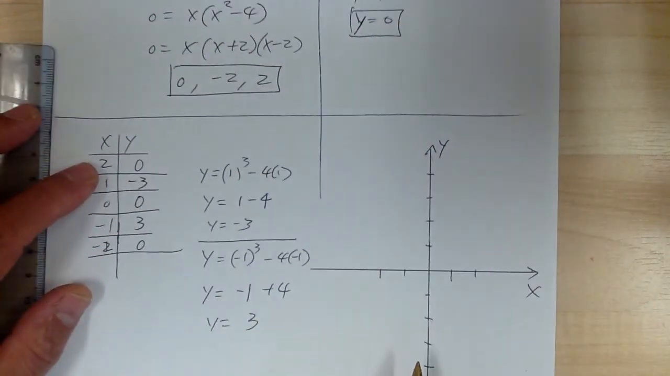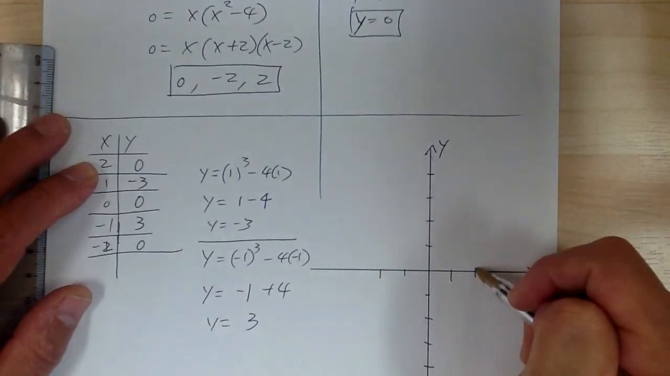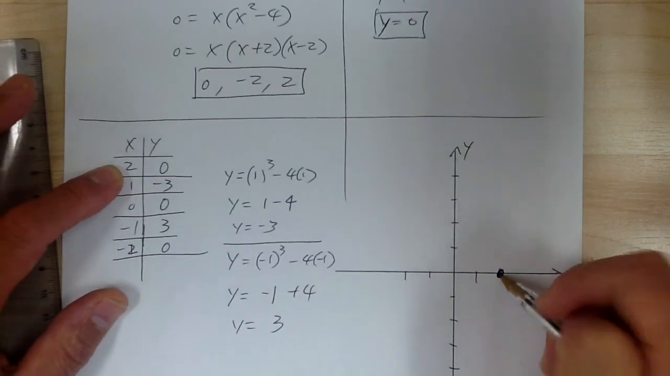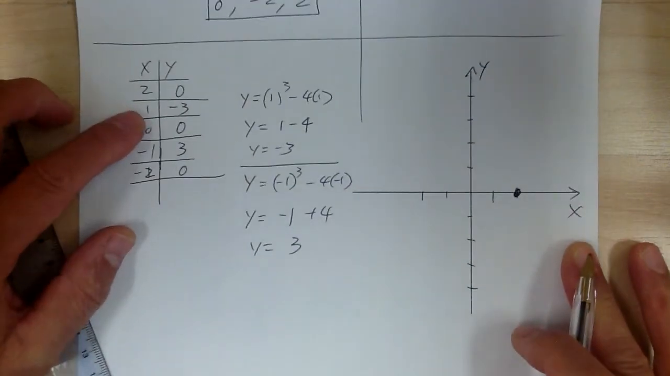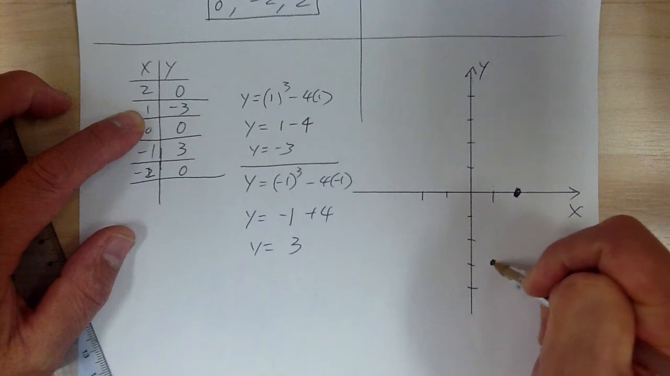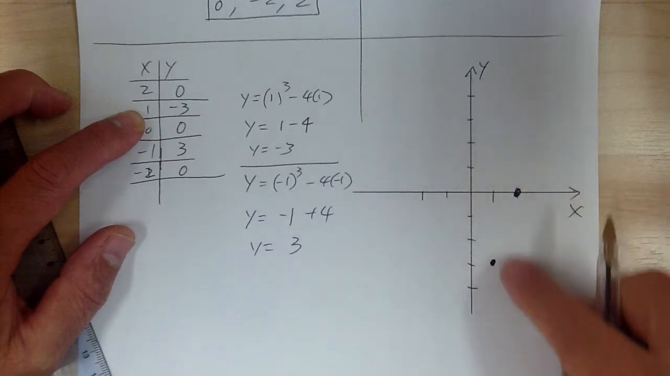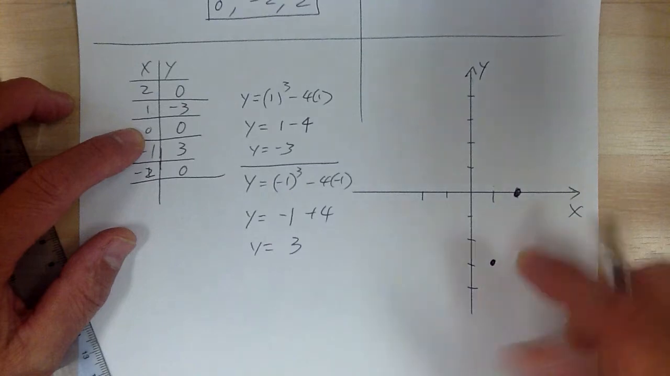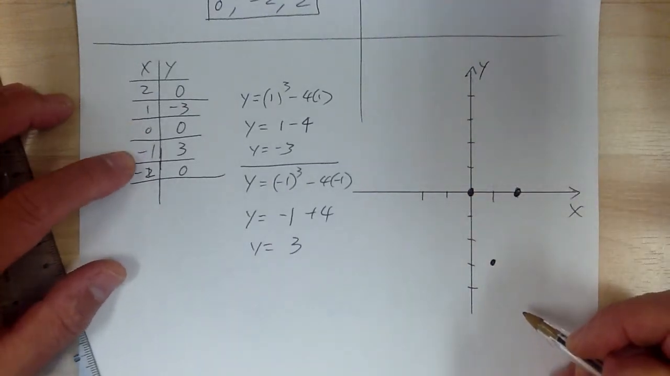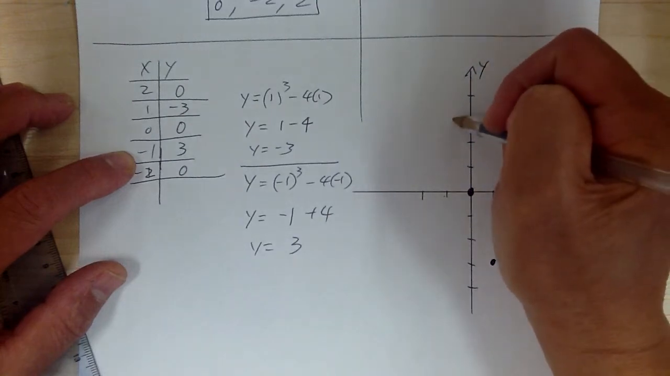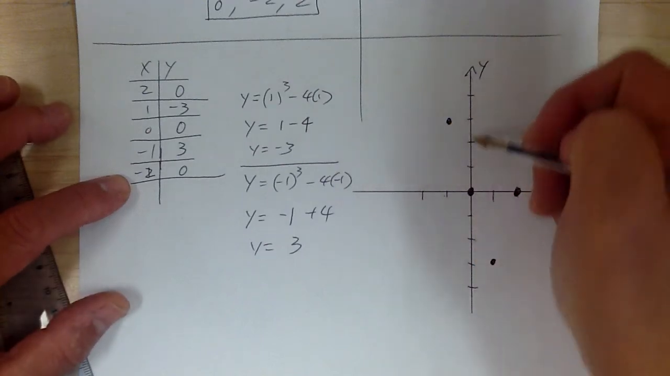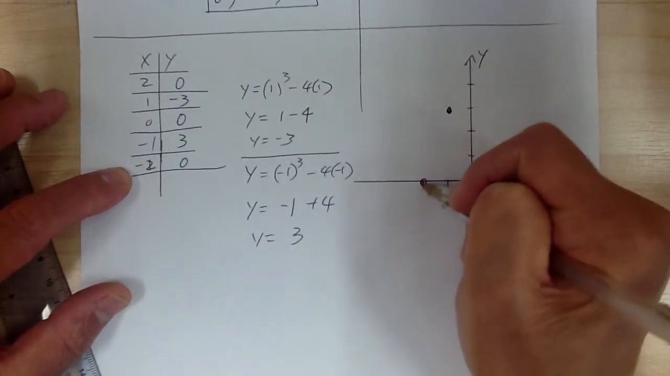Okay, the first point is when x equal to 2, y equal to 0. So that's this point over here. The second point is when x equal to 1, y equal to negative 3, right over here. The next point is 0, 0, so it's over here. The next one is when x equal to negative 1, y equal to 3, right over here. The next one is when x equal to negative 2, y equal to 0, right over here.